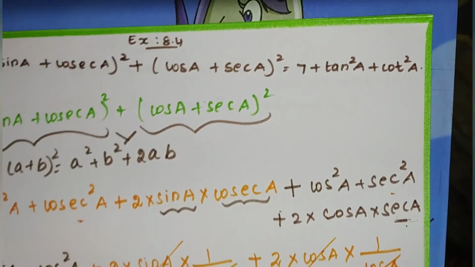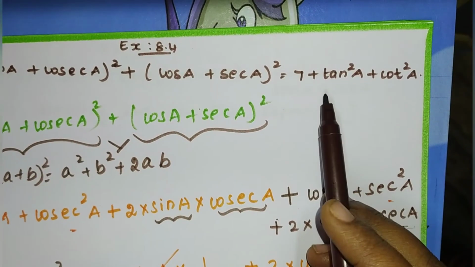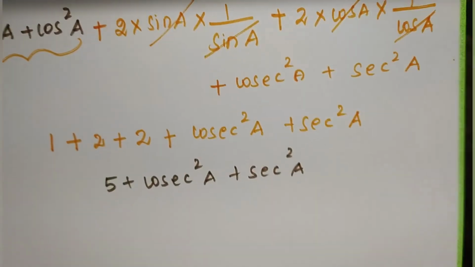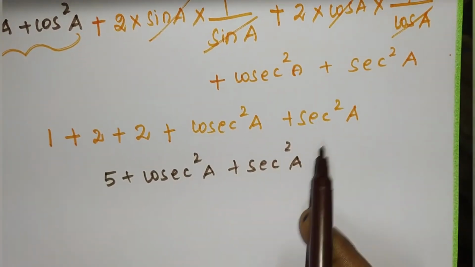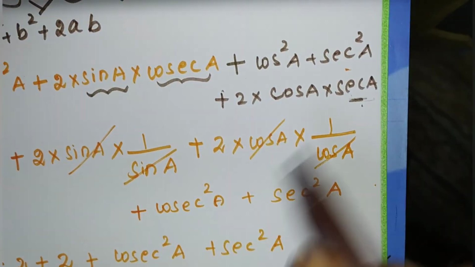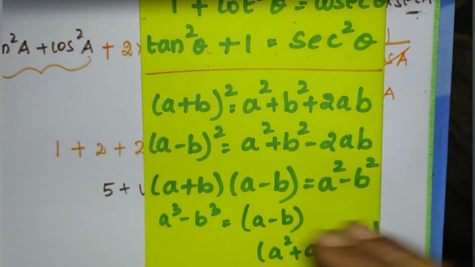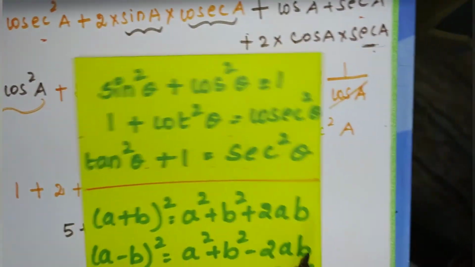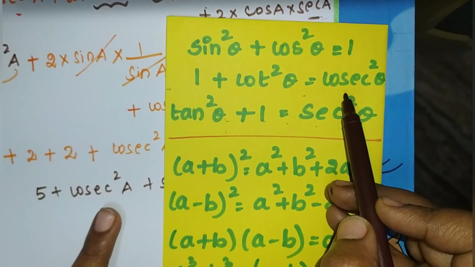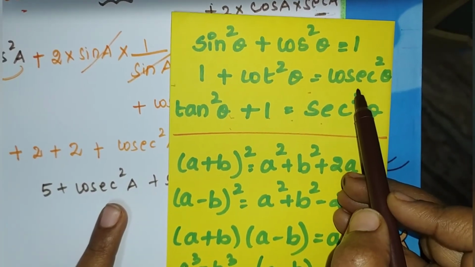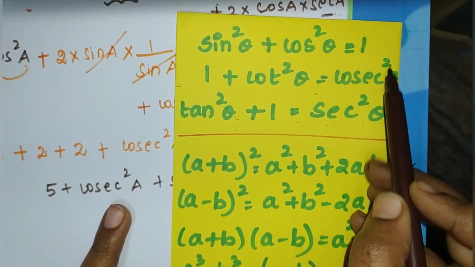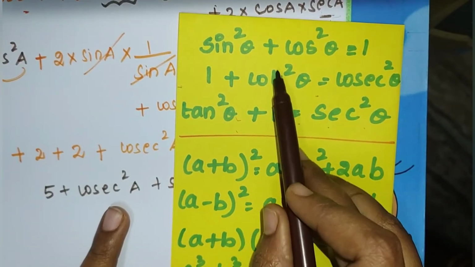See the answer. What do we have to prove? Tan square A plus cot square A. But here we have cosecant square A and secant square A. So what is the relationship between cosecant and cot, and secant and tan? We can apply the trigonometric identity. Which identity can you apply for cosecant? See, here we have cosecant, here also we have cosecant. Yes, we can apply this identity: cosecant square theta is equal to 1 plus cot square theta.